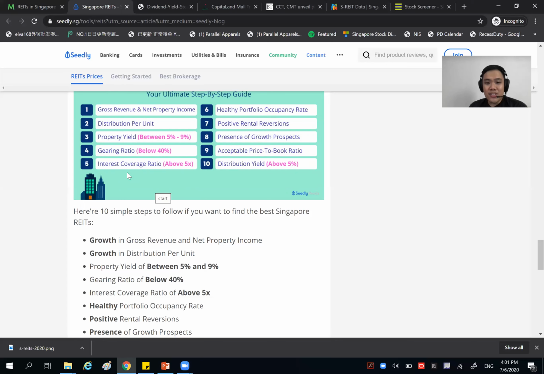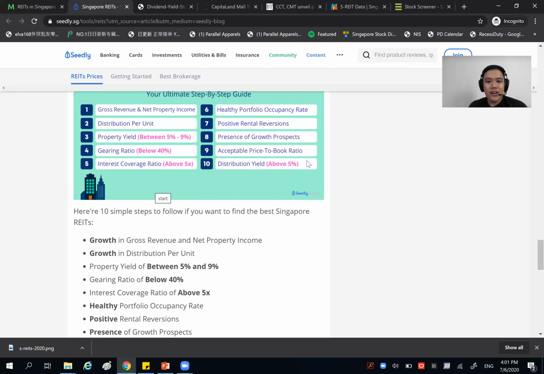Okay, interest cover ratio, I will not be covering so much on that. Healthy portfolio occupancy rate. So for office REITs, you want to make sure that all your offices, your cubicles are being rented out, with not many unoccupied spaces. And for shopping malls as well, you want your shopping malls to be filled. You have to look at the occupancy rate, say maybe at least 90%. That would be a good healthy rate.